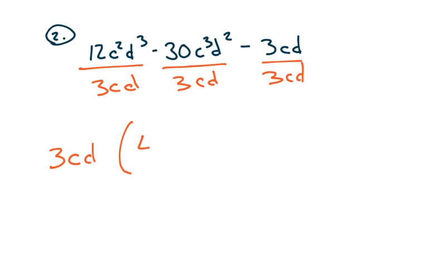And what are we going to be left with? 4cd squared. 12 divided by 3 is 4. C squared divided by c is c. D cubed divided by d is d squared. And then we're going to continue the game.